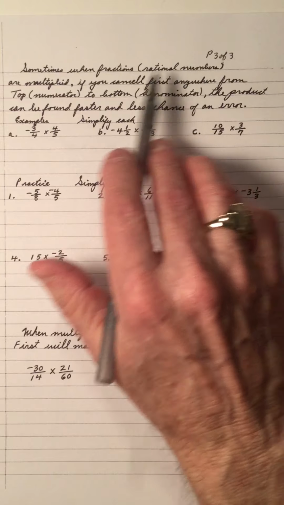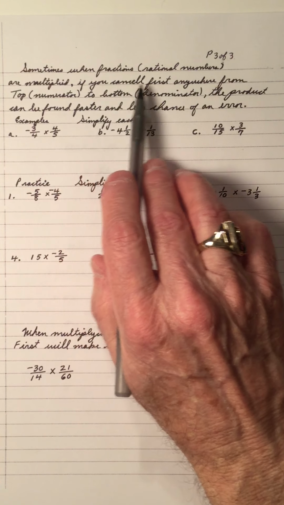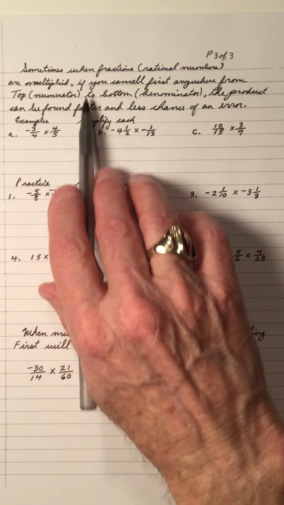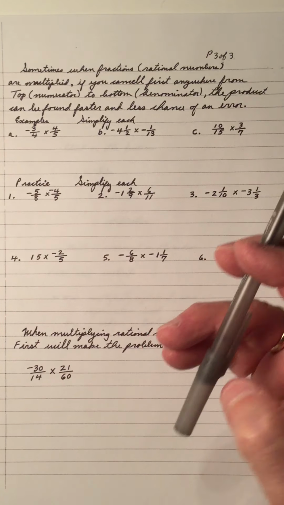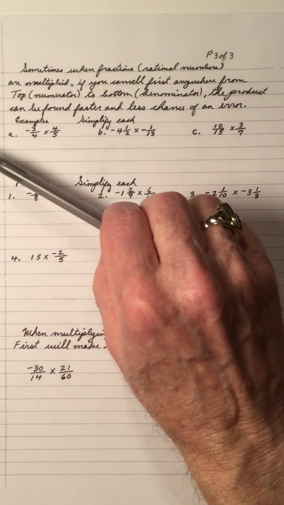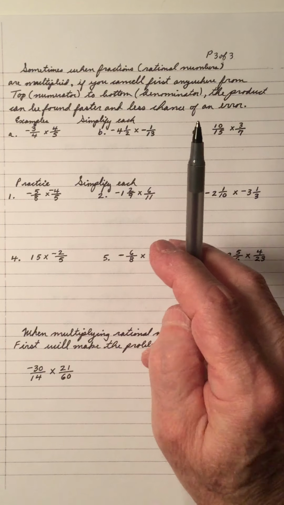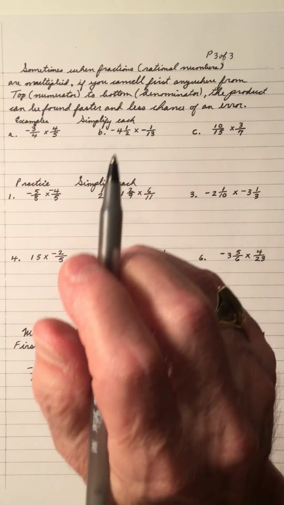Sometimes when fractions or rational numbers are multiplied, you can cancel first anywhere from top to bottom. So what I'm doing is I'm making it faster. So I'm going to do all of these with cancellation. I'm not going to multiply numerators and multiply the numbers. I'm going to cancel. Here we go. If you cancel, it makes it easier.